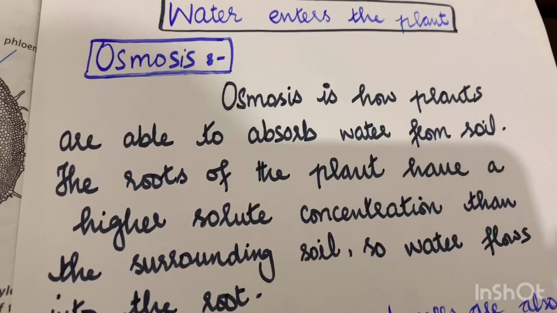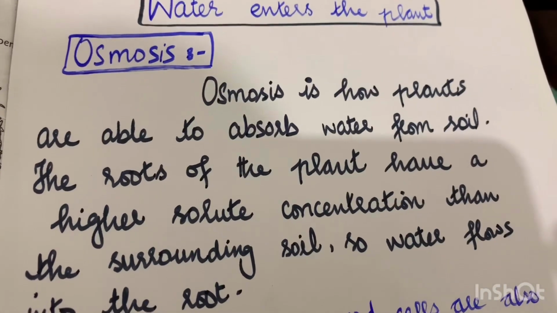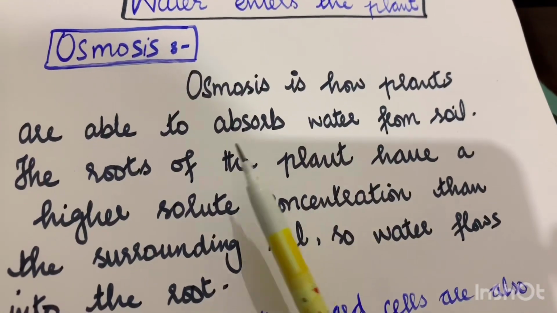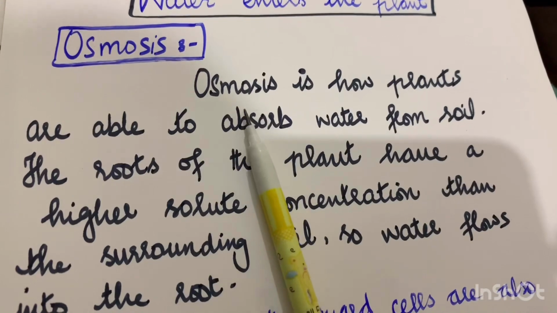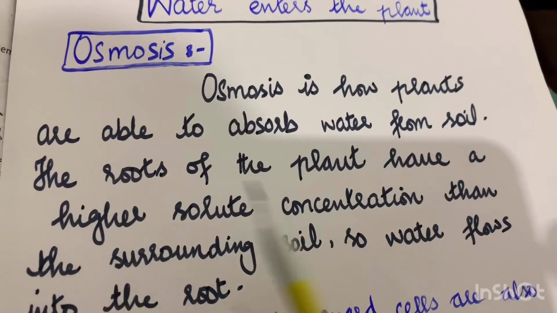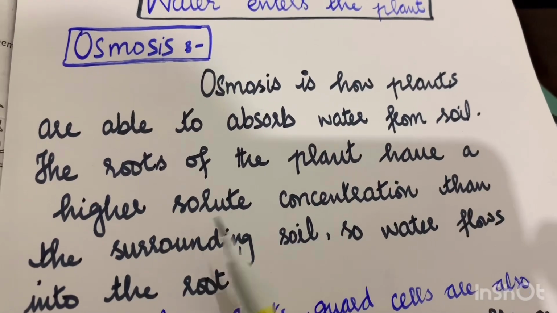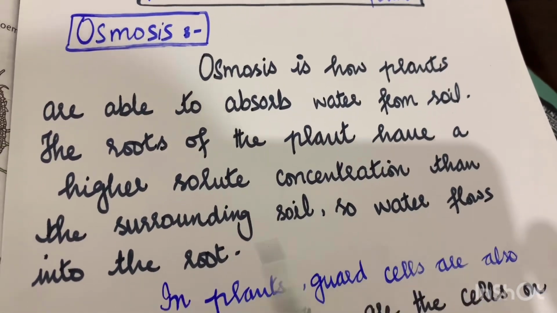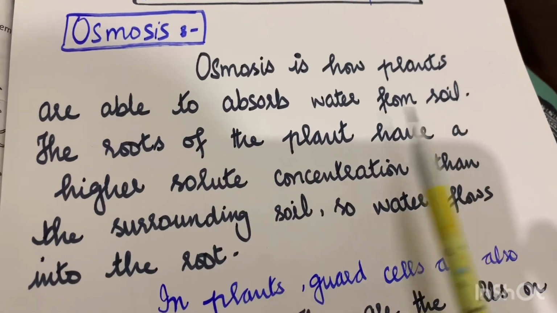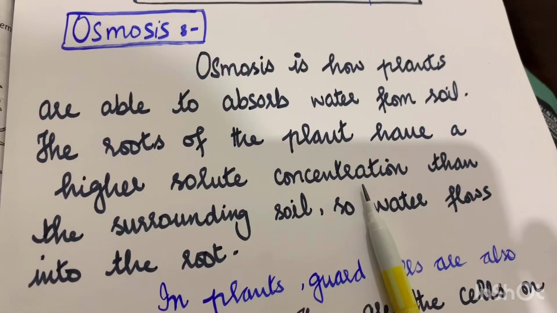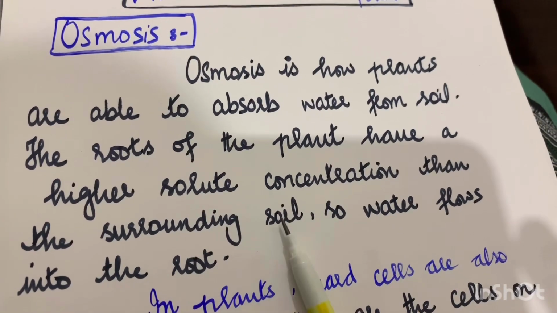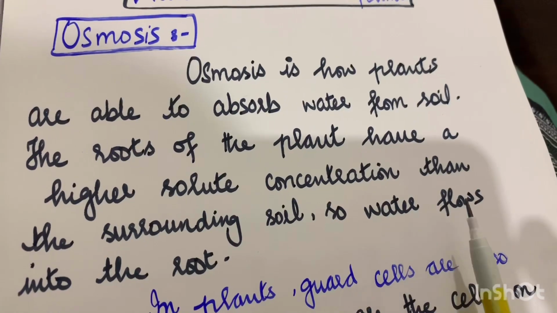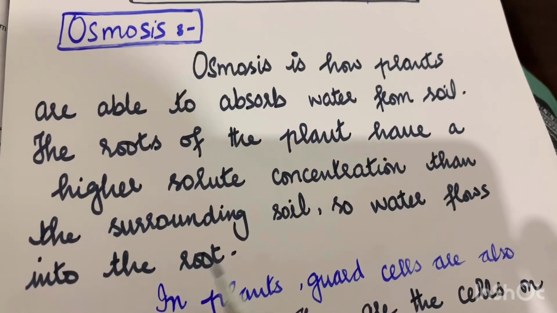What is osmosis? Osmosis is how plants are able to absorb water from the soil. So water is absorbed from the soil through a process called osmosis. The roots of the plant have a higher solute concentration than the surrounding soil, so water flows into the root.